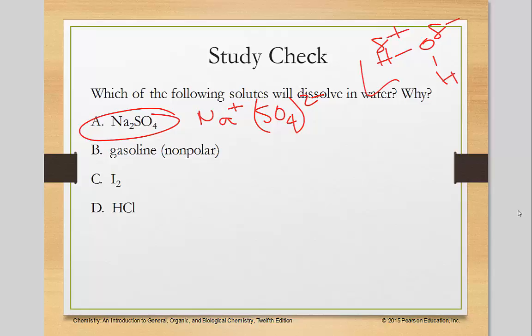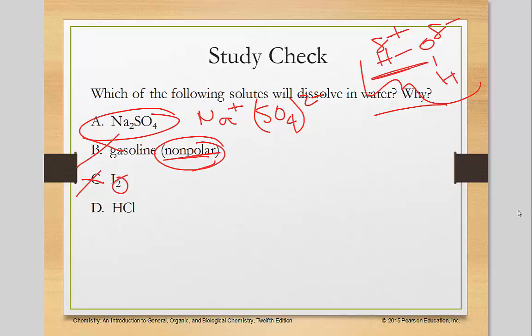Gasoline, they tell you, is nonpolar. Because the gasoline is nonpolar and the water is polar, that one will not dissolve. Iodine, same situation. I2, there's no difference in electronegativities here because it's the same thing. Therefore, it's nonpolar. There is no positive negative interactions here.